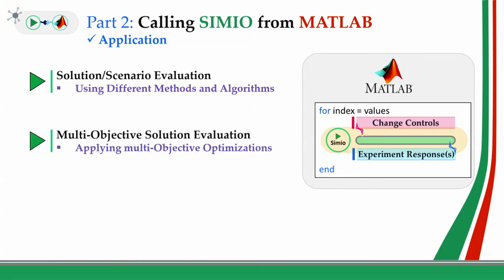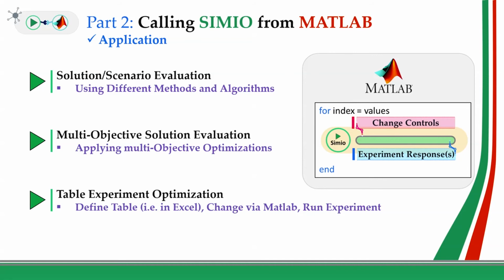The second application would be multi-objective solution evaluation. Once you have more than one objective, you are going to have your own algorithm, not necessarily a weighted sum algorithm. It could be any other type of multi-objective algorithm. You can easily implement it in Matlab and get the solution from Simio as the simulation environment.